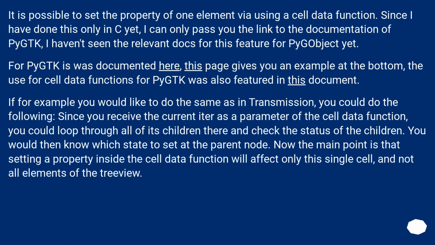If for example you would like to do the same as in Transmission, you could do the following. Since you receive the current iter as a parameter of the cell data function, you could loop through all of its children there and check the status of the children. You would then know which state to set at the parent node. Now the main point is that setting a property inside the cell data function will affect only this single cell, and not all elements of the tree view.